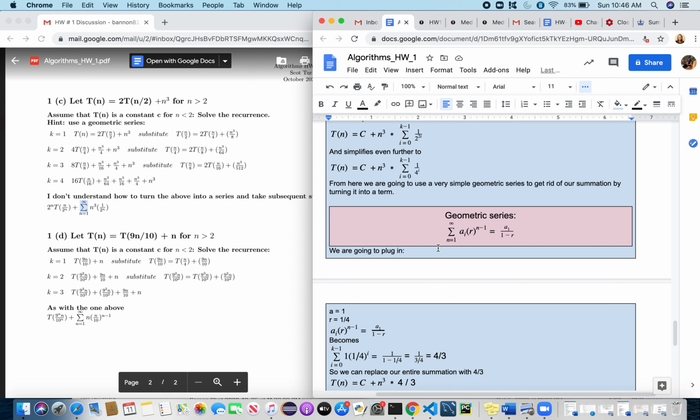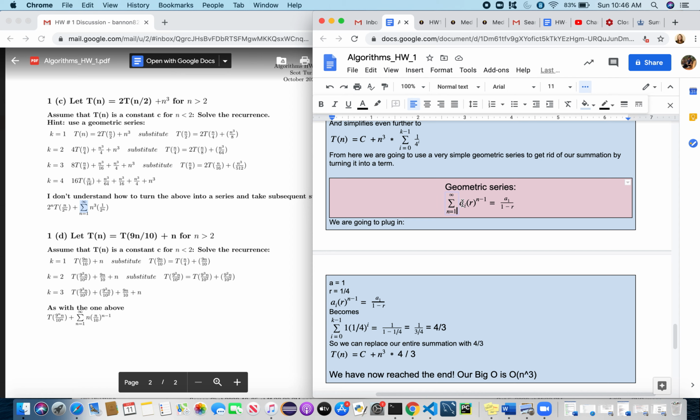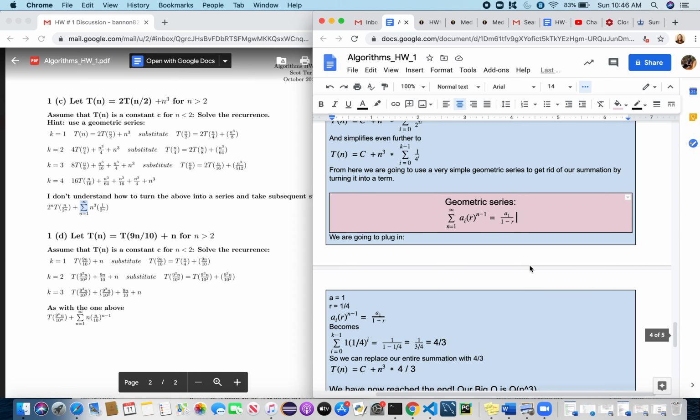Professor Brightsman mentioned a geometric series, so we're going to use that. This is a formula for a geometric series, and it pretty much says that if you can make your summation take the form of this, you can just swap the whole thing out for this. They're equivalent, so we can do that. Fortunately, our summation is already here. Our summation goes from 1 to k minus 1. So we don't have to worry about this up here because that's already what we have going.